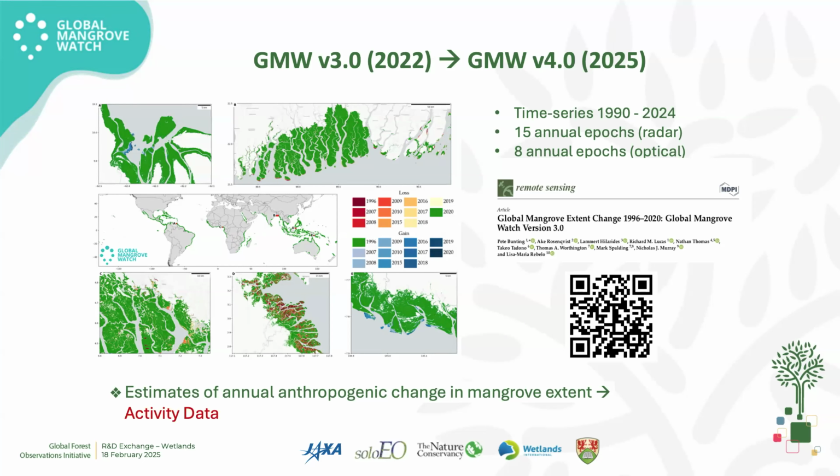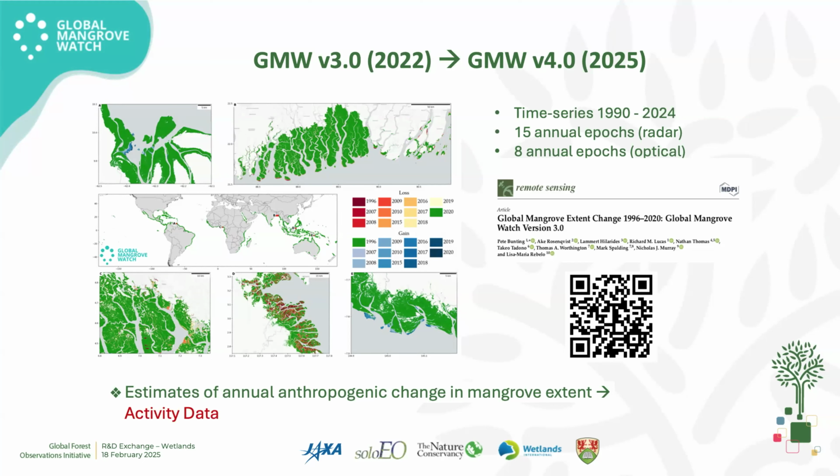And there we have extended the time series. So we're actually going back to 1990 using Landsat data, and we're going all the way to 2024. And we will continue to add data every year. For that one, we have 15 annual epochs from radar, and we have 8 annual epochs from optical data.